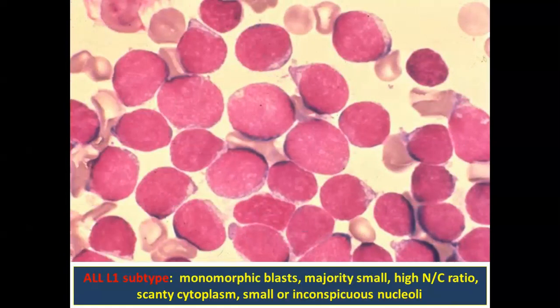L1 subtype: monomorphic blast. Majority small. High NC ratio. The nucleus is large in relation to the cytoplasm. Scanty cytoplasm. We see that. High NC ratio. Small or inconspicuous nucleoli.